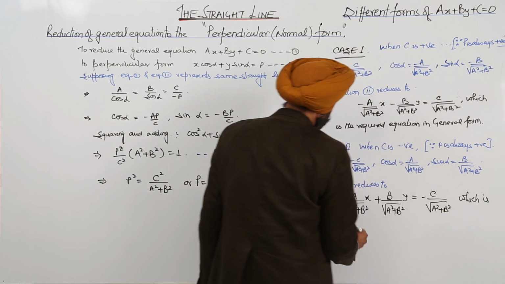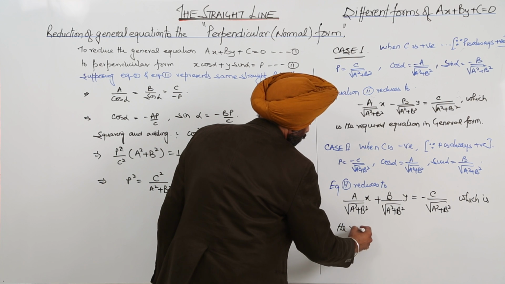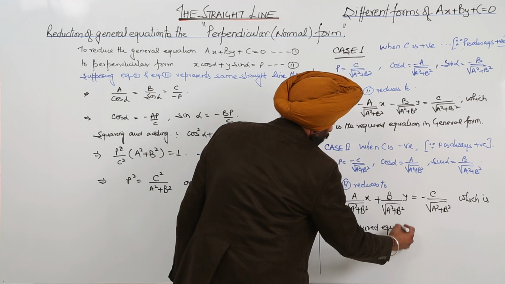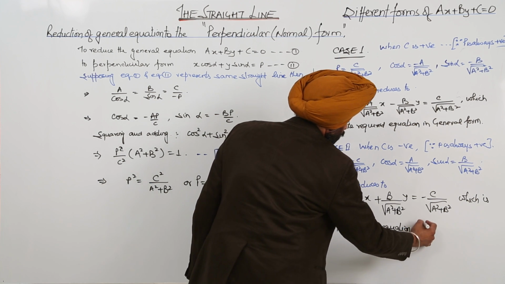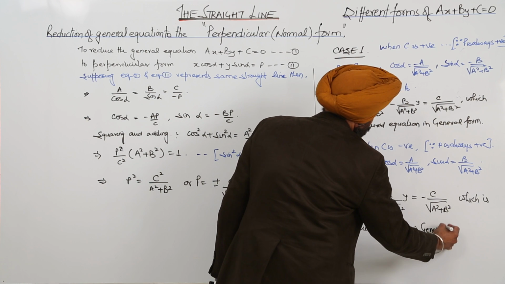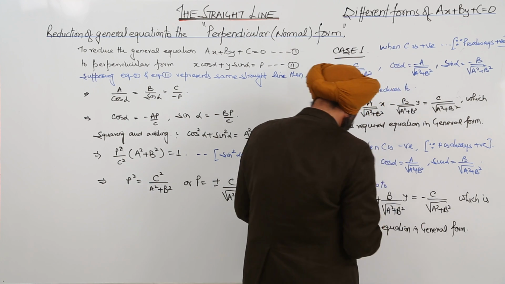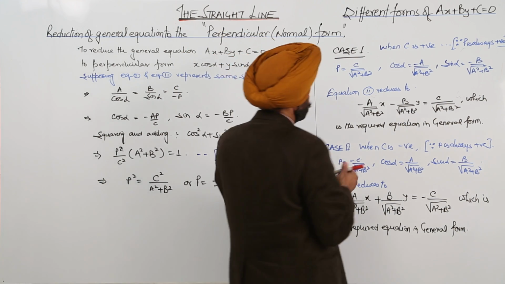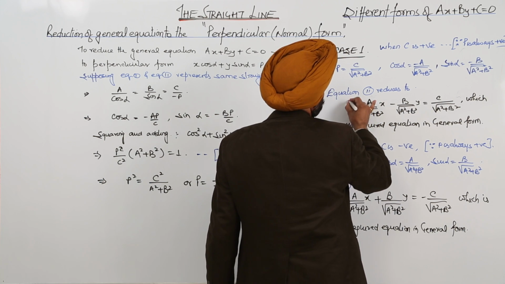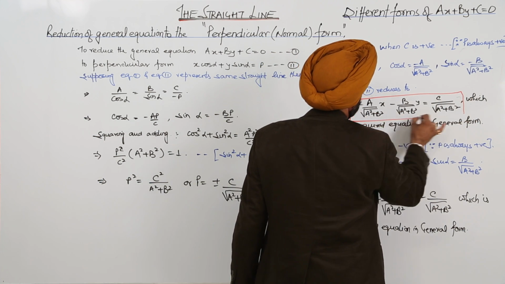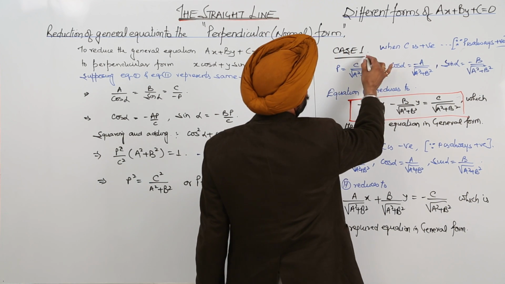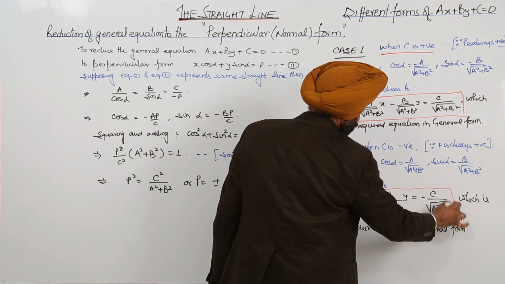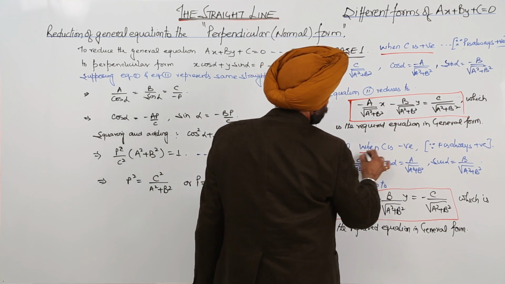which is the required equation in general form. So this is the reduction of a normal equation into general equation. So what is the first thing? We got this one when c is positive, and here this becomes this one when c is negative.